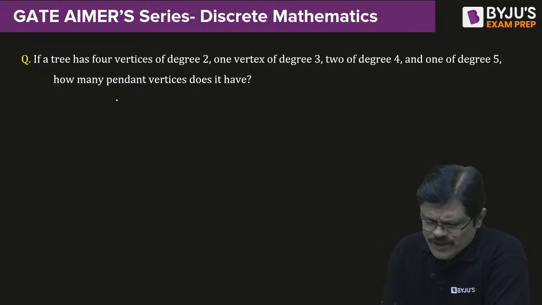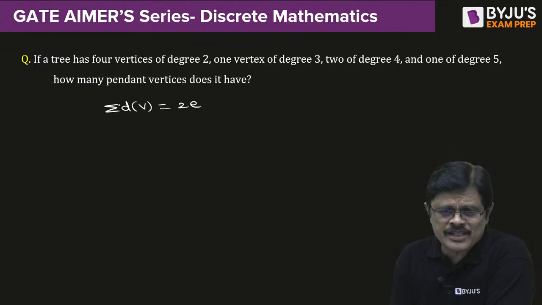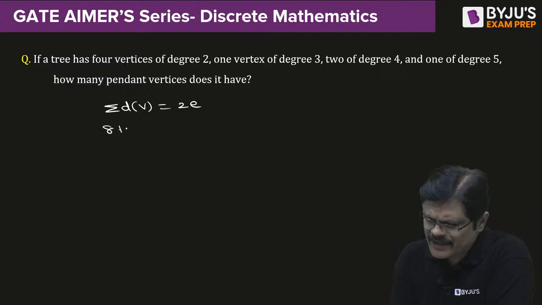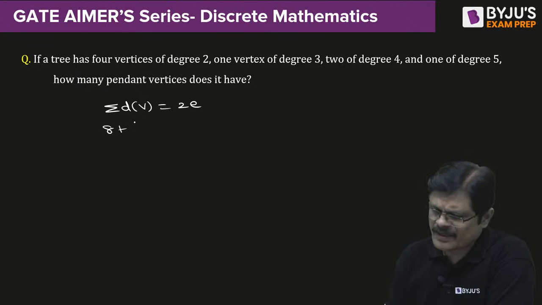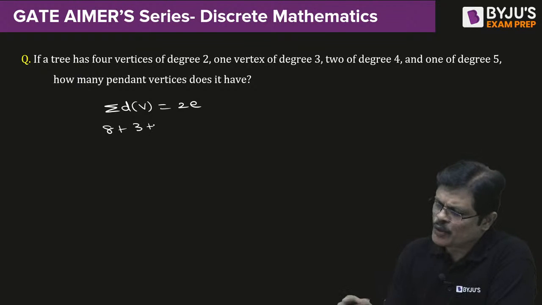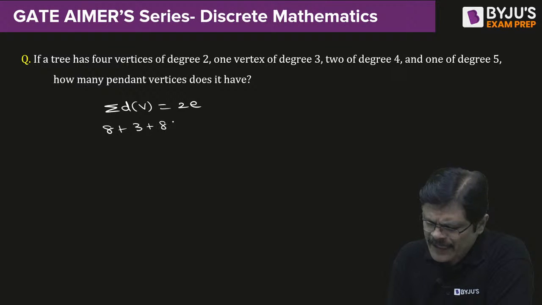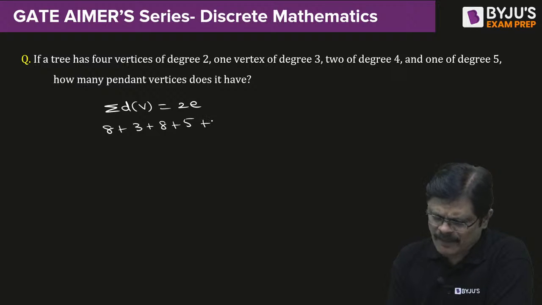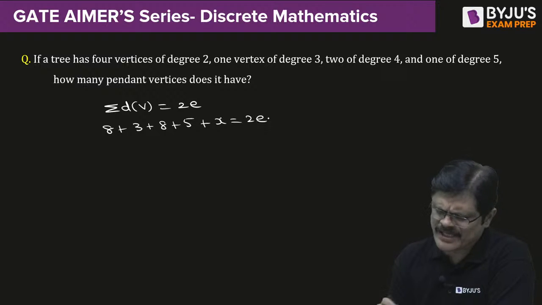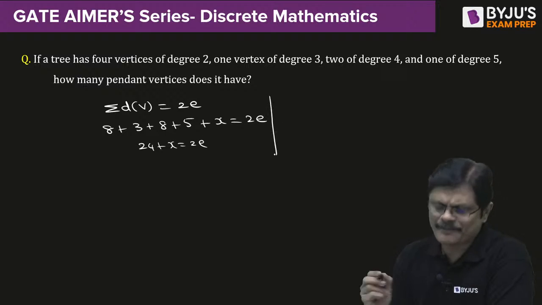So here also the story is the same. The sum of degrees must be twice the number of edges. 4 vertices of degree 2 give a sum of 4 into 2, 8. 1 vertex of degree 3 gives 3. 2 of degree 4 give 2 into 4, 8. And 1 of degree 5 gives 5. The remaining are of degree 1, whose sum is x. So 8 plus 3 plus 8 plus 5, that is 24, plus x is equal to twice the number of edges.